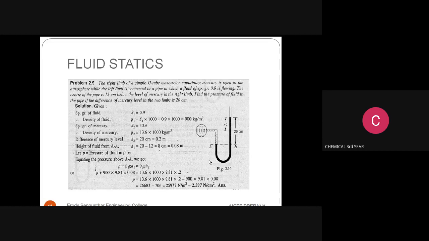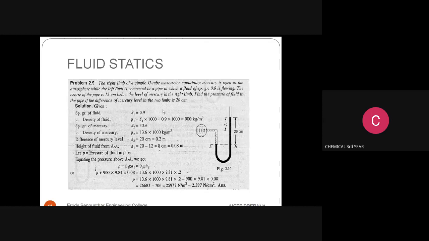So what is the specific gravity of the fluid given? Say S1 is equal to 0.9. So based on that, you can easily calculate the density. Density of the fluid rho 1 is equal to S1 into 1000. So that is 0.9 into 1000, 900 kg per meter cube.